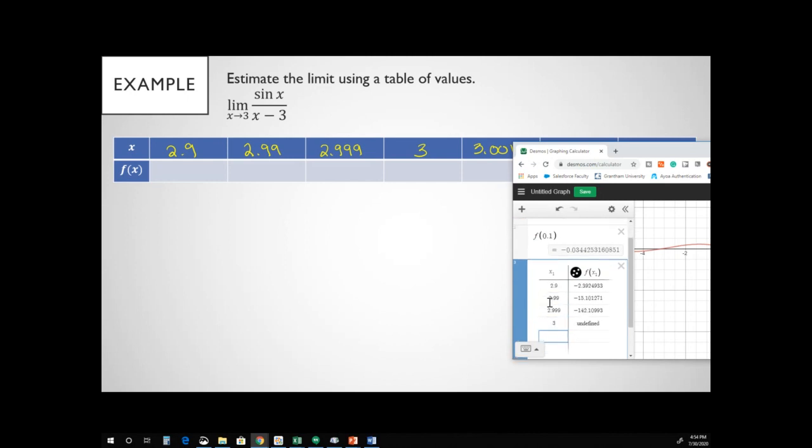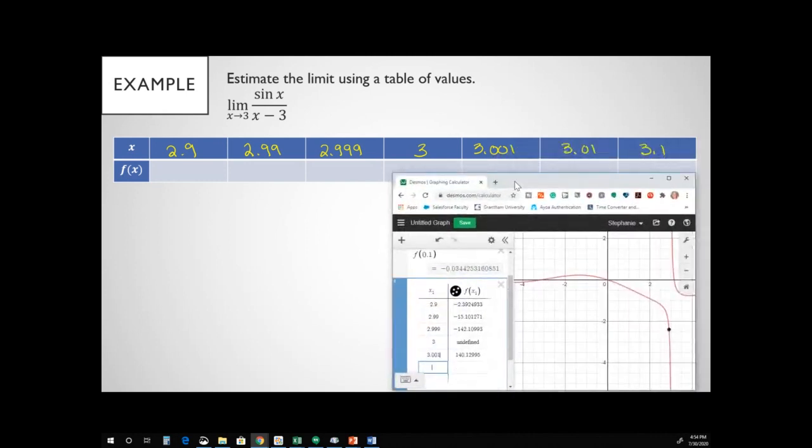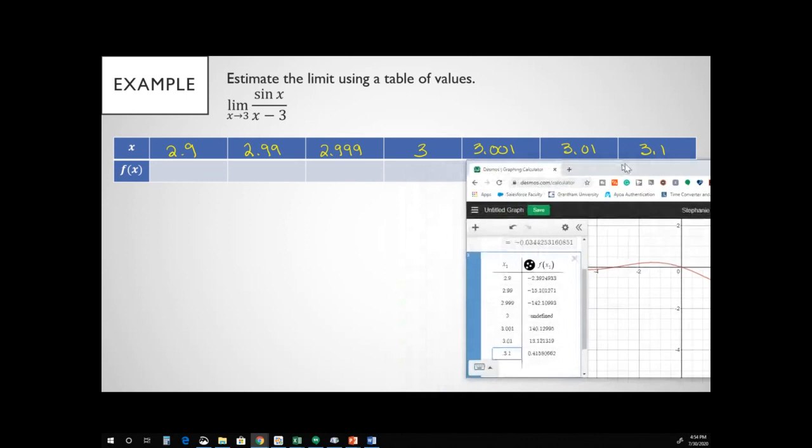You can see at 3, it's undefined. So our limit is not undefined. That's why we have to make this table. 3.01, 3.1. Okay. And then you want to follow the numbers. So we're negative, negative, negative, and we're getting more and more negative. And then suddenly we're going to the positives.